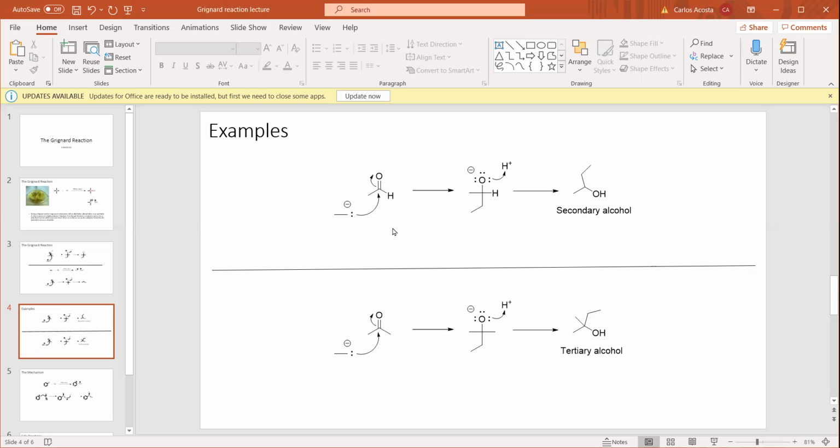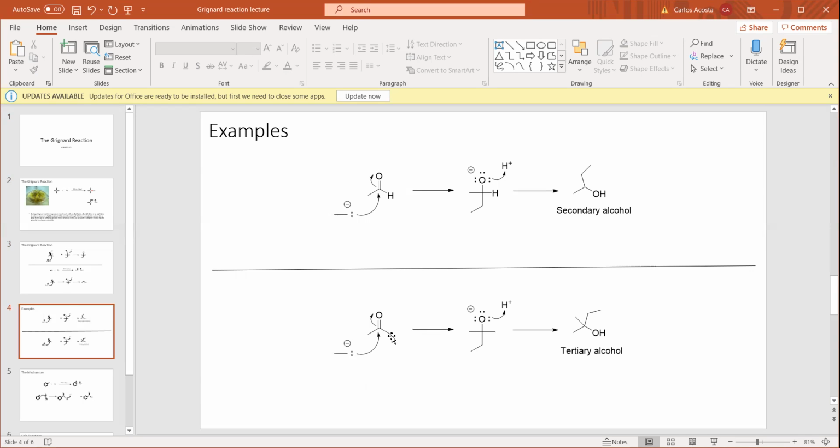Now, if we want a tertiary alcohol, we could just use a ketone. And the example I used here is acetone. This is the substrate that I drew in. We're using the same exact Grignard reagent, same exact process.